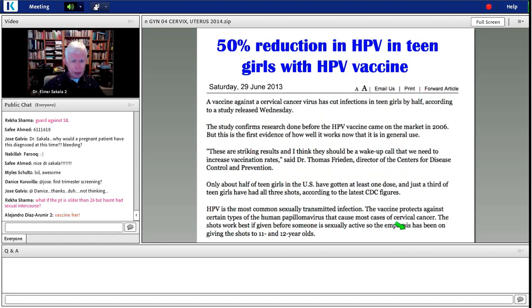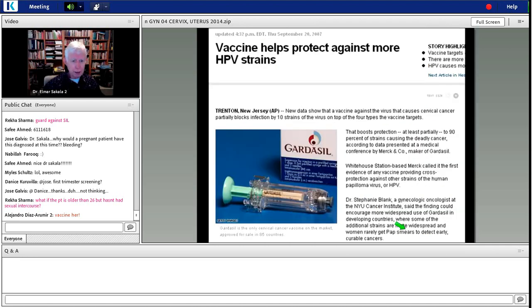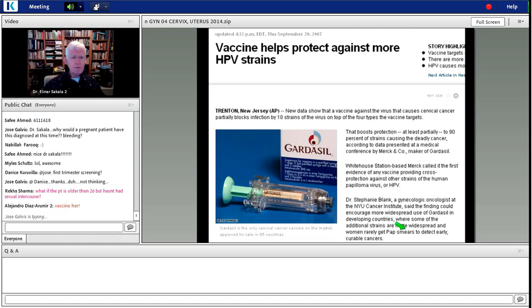This is from Australia, a large study looking at a 50% reduction in HPV in teen girls with the HPV vaccine. Does it work? It sure looks like it does. The HPV vaccine helps protect against more than just 6, 11, 16, 18.